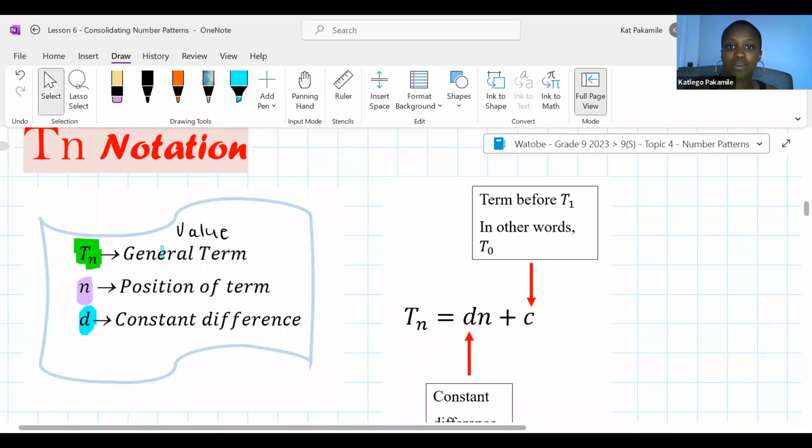Then when we look on the right, we're going to be revising the general formula for specifically linear number patterns.